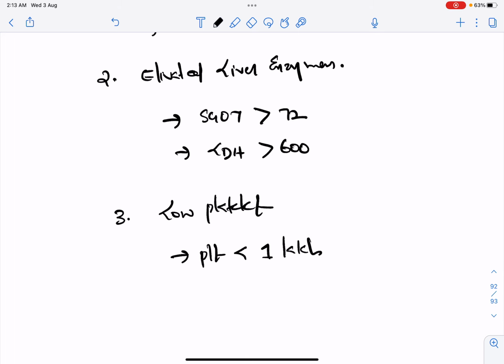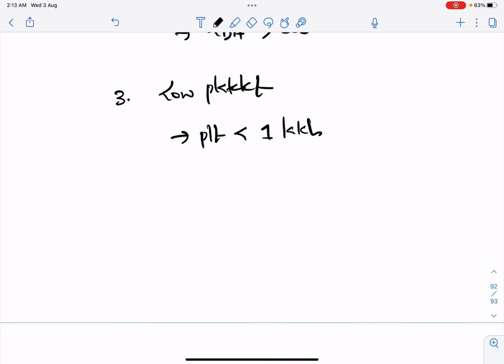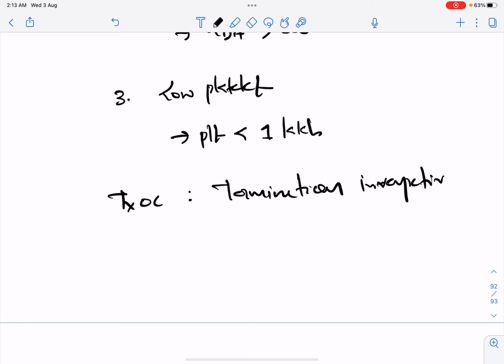So these are the criteria for diagnosing HELLP syndrome, and the management or treatment of choice here is also nothing but termination of pregnancy, immediate termination, irrespective of gestational age. Okay, so that's all about the hypertensive disorders in pregnancy.